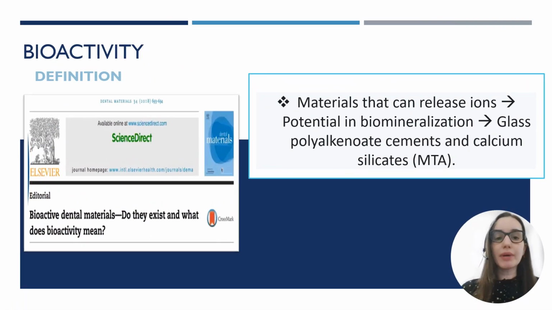But before talking about SPRG fillers, SPRG technology, we need to understand the concept that was considered to develop this technology. Therefore, we need to know the definition of bioactivity. The concept comes from medicine, and for the Dental Materials Academy, the definition is the ability of the materials to release ions, which plays a potential role in biomineralization. The best known materials with those characteristics are glass ionomer cement and calcium silicates such as MTA.